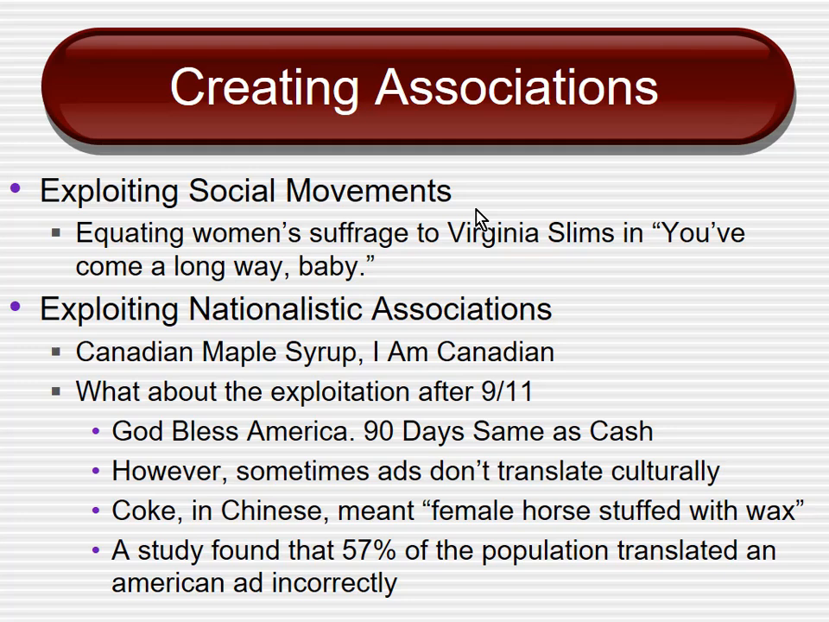After 9/11, we saw some people trying to take advantage of this patriotism. This next statement I saw on a billboard not long after this patriotic surge after 9/11, and the words on the little sign said, "God bless America, 90 days same as cash." And I just thought, wow, they're almost making those two things seem like they're together, right? 90 days same as cash is a uniquely patriotic idea. And that's probably not the case, but that's what this store was trying to sell you on.